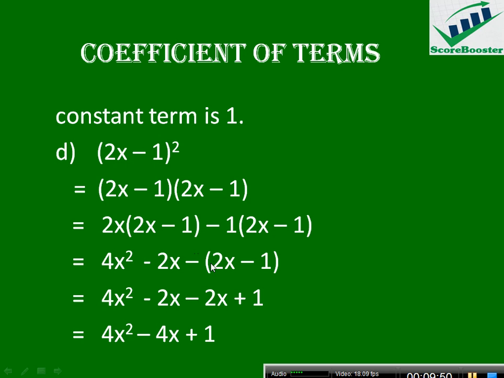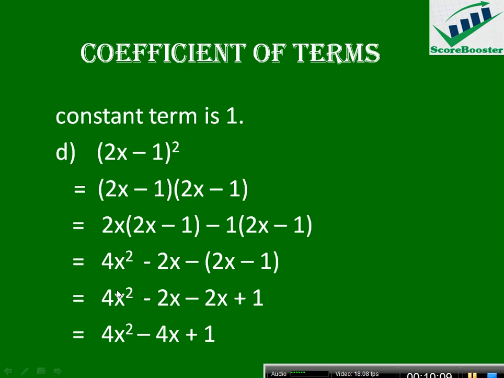Minus multiplied by plus gives minus. I told you that if you have nothing in front of the bracket, you assume that it is 1. Minus 1 multiplied by 2x. Minus multiplied by plus gives minus 2x. Minus multiplied by minus gives plus, 1 multiplied by 1.